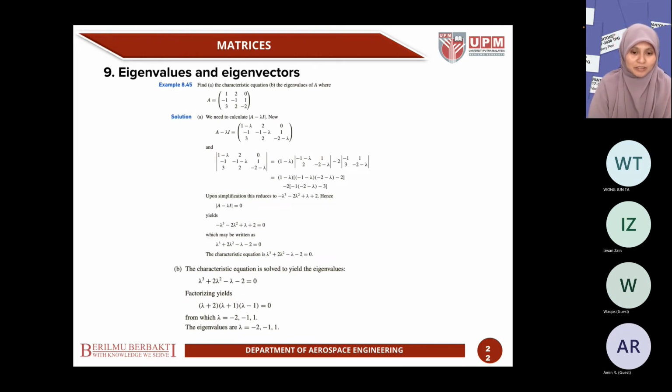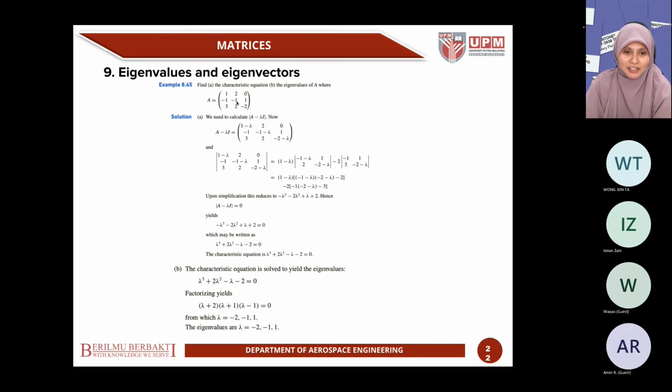Okay, another example, for a 3 times 3 matrix. Here, a 3 times 3 matrix. So we need to calculate the determinant, the same formula, A minus lambda I. So A, the matrix here, minus lambda I.